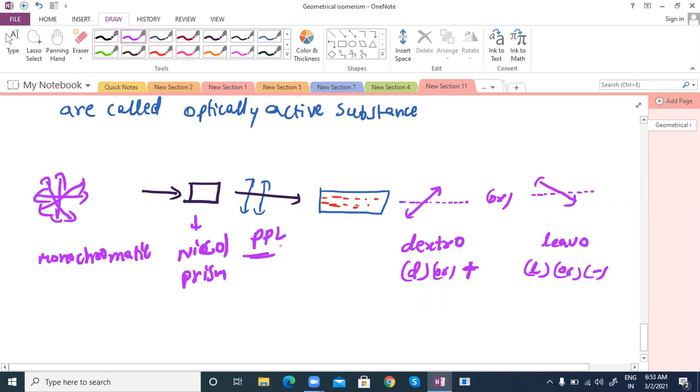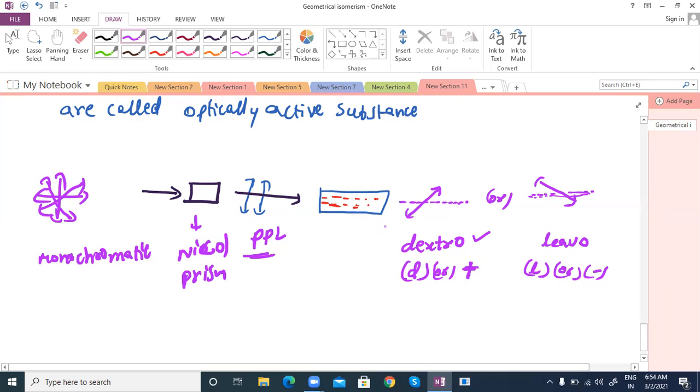This is what we are sending to the substance. If it rotates clockwise or to the right direction, we call that dextro, represented by either a small d or a plus symbol. Or suppose it rotates to the left side, with this being our imaginary axis. If rotating left side means levo, or minus sign.